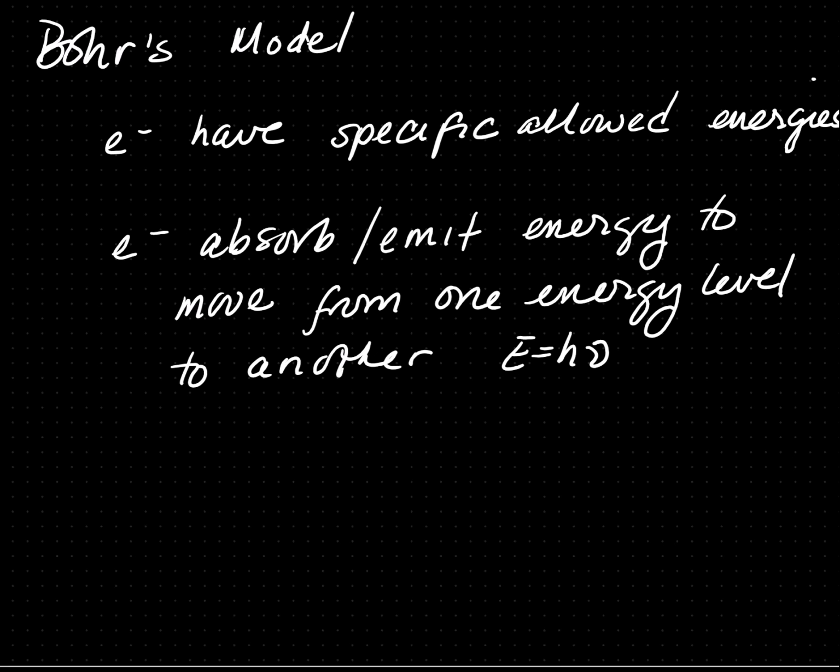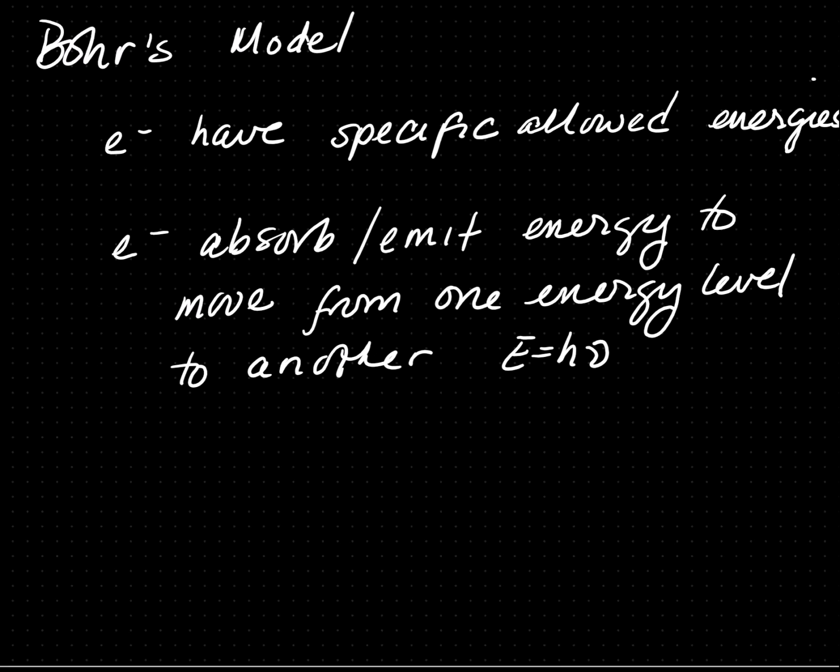He stated electrons have certain allowed energies, and since electrons have certain allowed energies, that means its electron cloud has a certain amount of energy. So if it has 3 joules of energy, it cannot have 2.9 joules. It cannot have 3.1 joules of energy. It must have exactly 3 joules of energy, and that electron that exists in that energy level must have exactly 3 joules of energy. So these electrons absorb and emit energy by moving from one energy level to another.